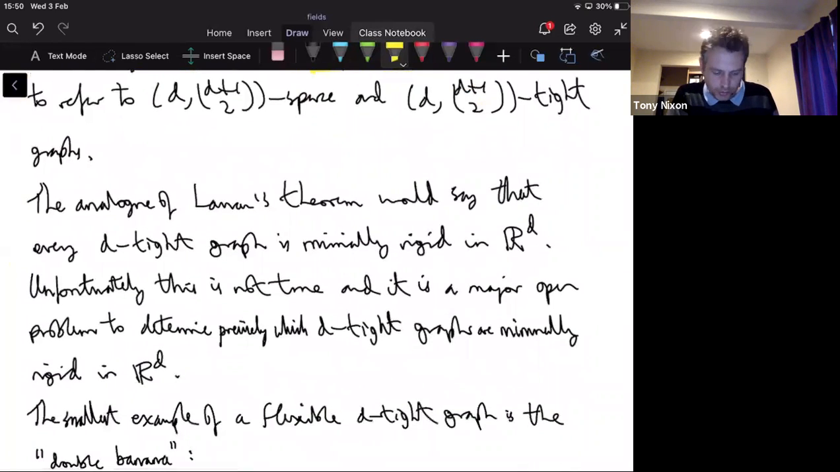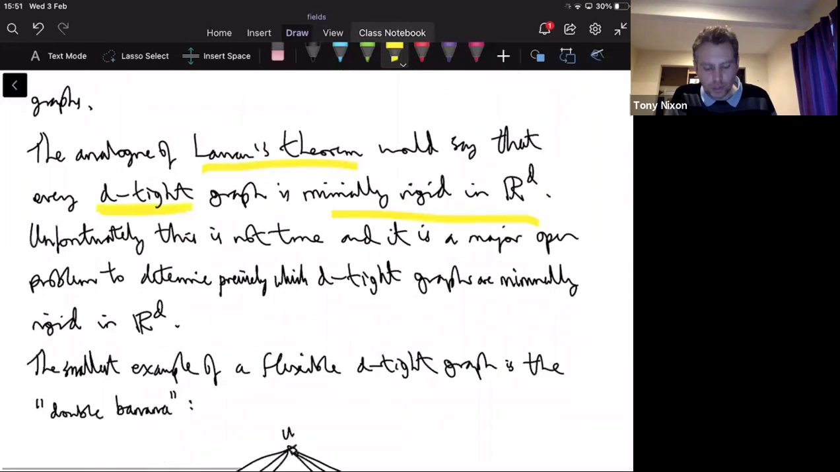So remember that what I'm still calling Laman's theorem, the Pollaczek-Geiringer result, said that minimally rigid in 2D was exactly 2-tight, or what I'm now calling 2-tight. So the analog would say that every d-tight graph is minimally rigid in R^d. However, this is not true.